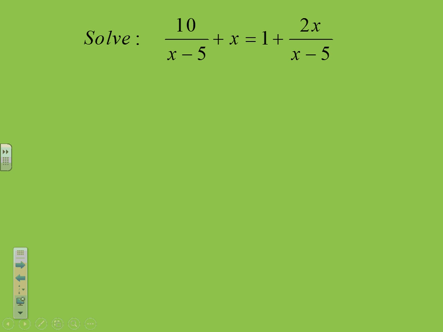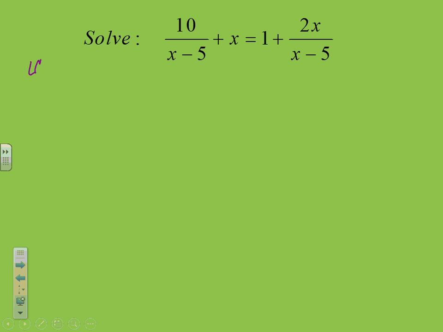Now here in the problem, we have 10 over x minus 5. Since the variable is in the denominator, that automatically creates a rational equation. And what that means is we have to identify, well, what is the lowest common denominator?